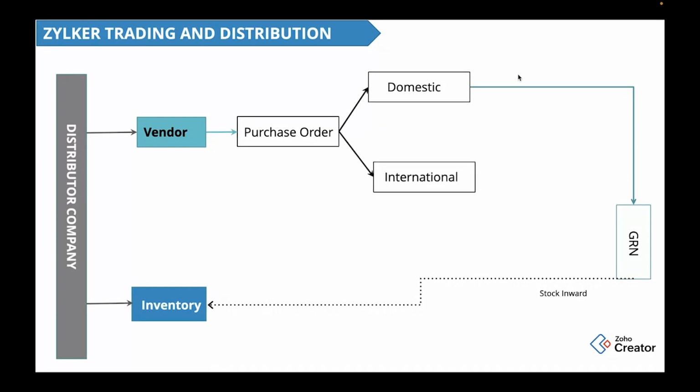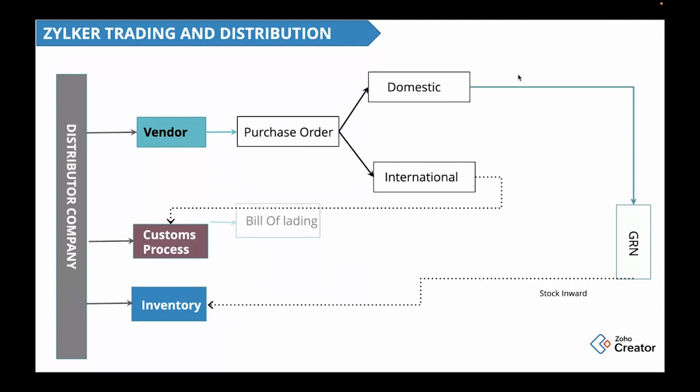And if it is an international purchase that is being made, we have a purchase order that is raised for an international consignment to be moved from one country to the other. We need to have another process that needs to be conducted, which is the customs clearance process. So the customs clearance process has a lot of steps over here.